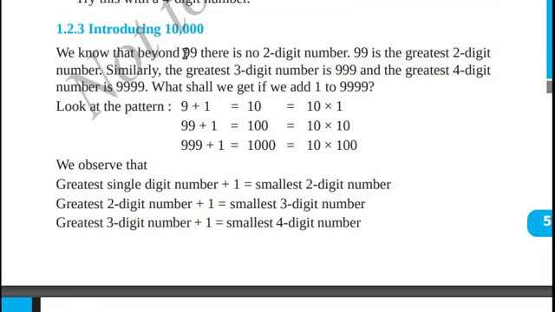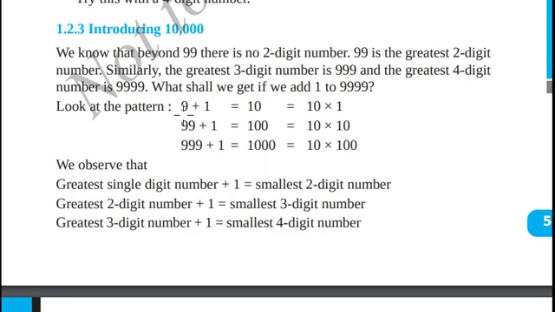Introducing 10,000. We know that beyond 99 there is no 2-digit number. What is beyond 99? It could be greater than 100. 100 is not a 2-digit number, right? Similarly, the greatest 3-digit number is 999 and the greatest 4-digit number is 9999. There is some pattern involved in this.